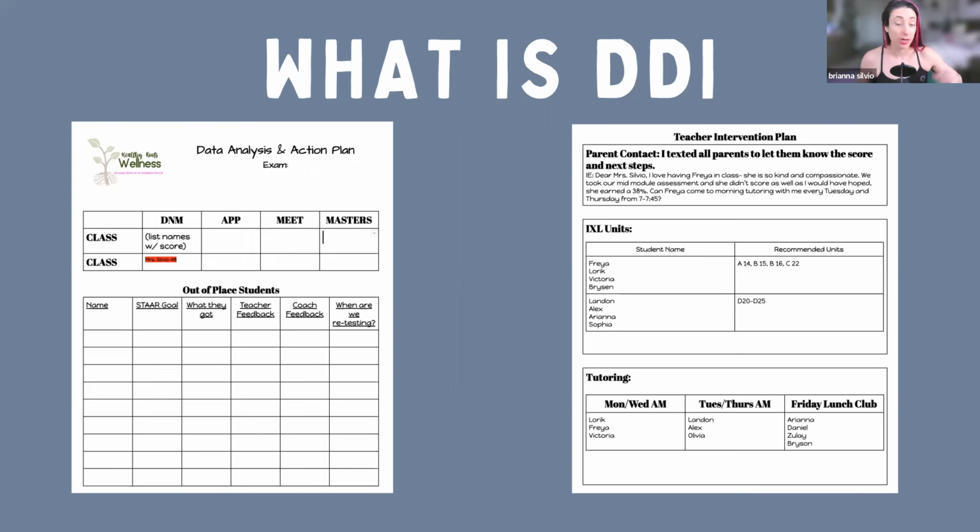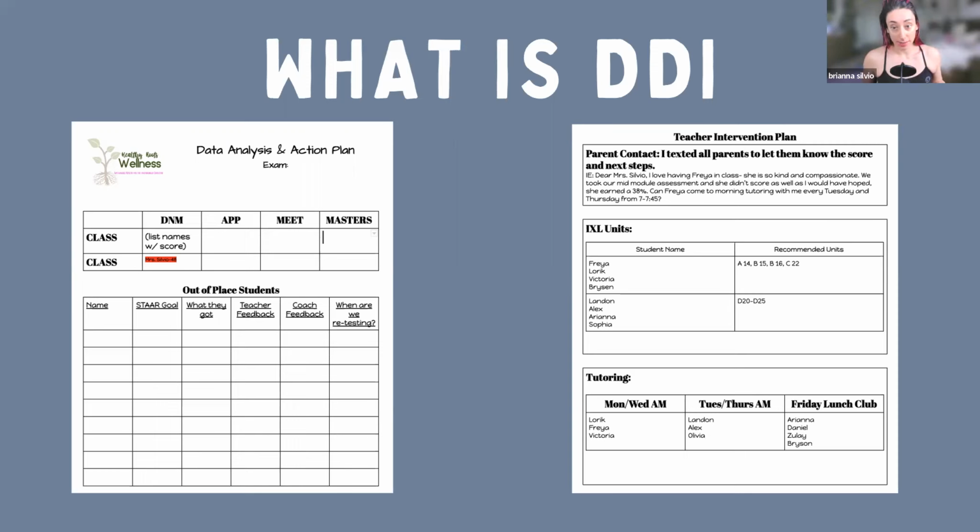That's an out of place student. They are not hitting their goal. So the name of the student, what their goal actually is, whether it be state or what they actually got, so you can cross compare really quickly, and then the teacher feedback section.